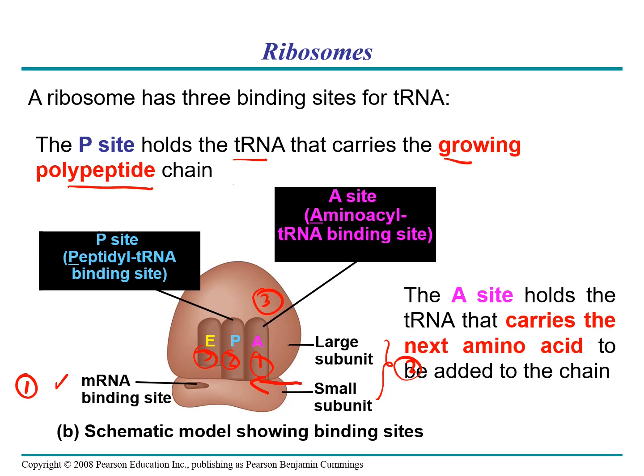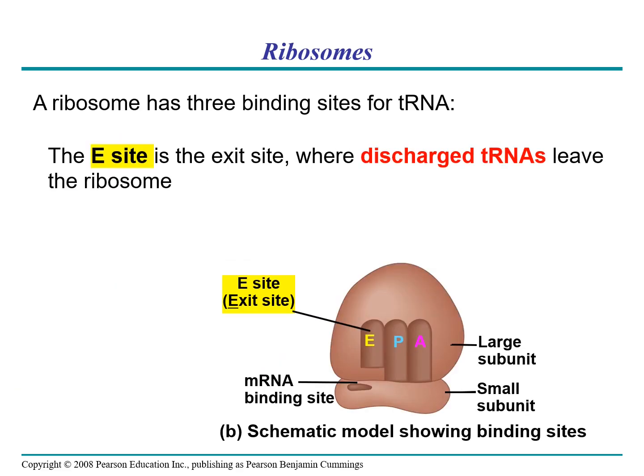And remember, the P site has this name because it's the peptidyl tRNA binding site, while the A site is the aminoacyl tRNA binding site. And as I just said, the exit site is the E site, and it is the place where the discharged tRNAs leave the ribosome.